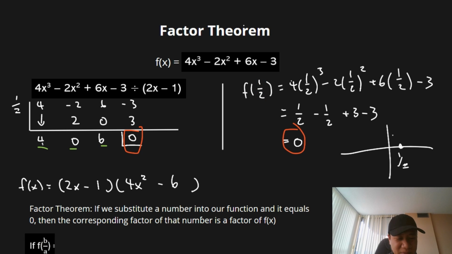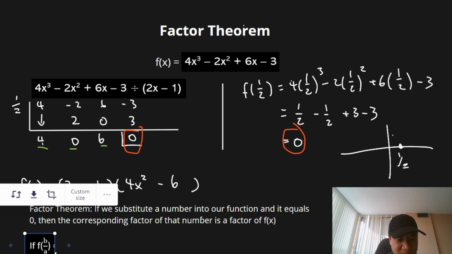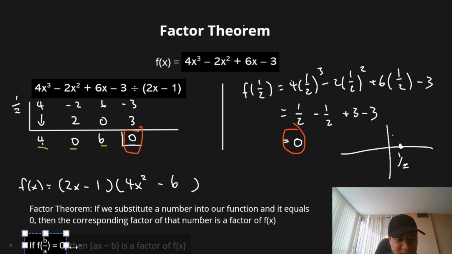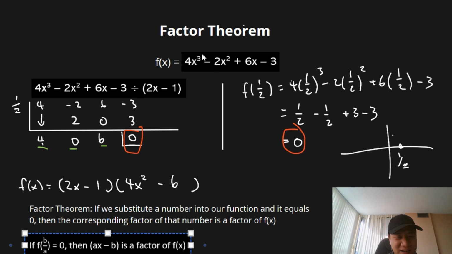So if that number we substitute into a function gives 0, then the corresponding factor, ax minus b, in this case 2x minus 1, is a factor of our original function. That means if we factor this, one of the brackets is going to be this guy right here. And that is the factor theorem.